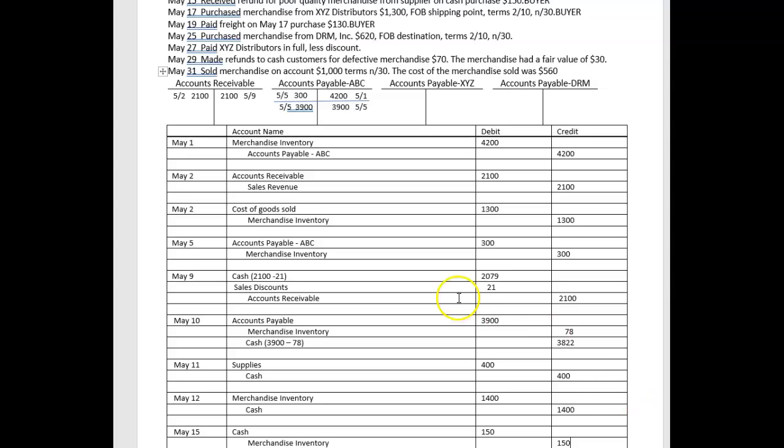We've got two more. Let's look at the 17th. Purchase merchandise from XYZ Distributors, 1,300. FOB shipping point, which means that the buyer will be paying the shipping or the freight. And in this case, Artie is the buyer, and there are some discount terms available. All right, so we want to record the purchase.